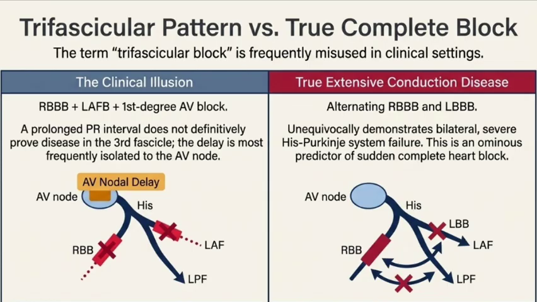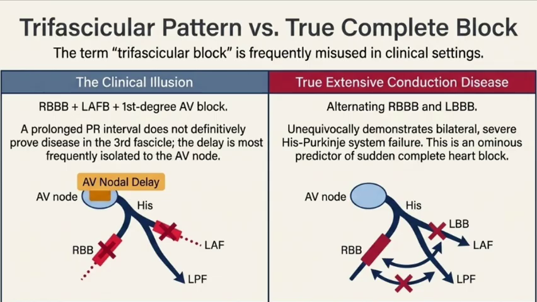Right. So the AV node is a specialized cluster of cells sitting right in the middle of the heart. Its entire biological purpose is to physically catch the electrical signal, hold onto it for a fraction of a second to let the top chambers finish emptying, and then release the signal down the highway. And that intentional pause is what you see as the PR interval on the grid paper.